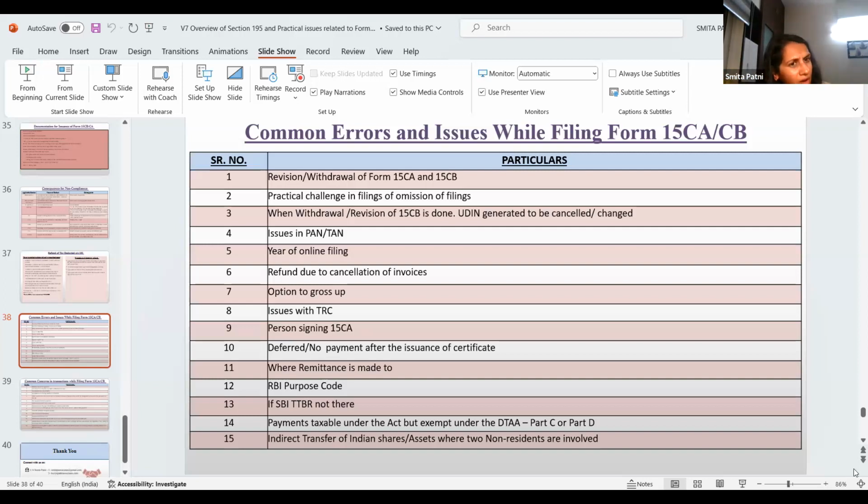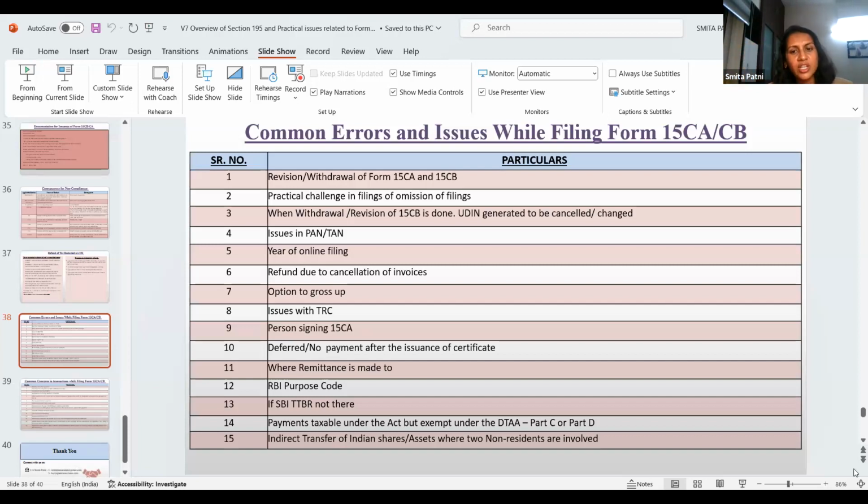Payments taxable under the Act but exempt: so part C or D? Obviously, part D would be filed. I am talking of equalization levy, one of the examples, section 10(50). So the sum is not chargeable to tax, exempt. So we go to part D because it is exempt from tax. The sum is not chargeable to tax only. So we file part D.